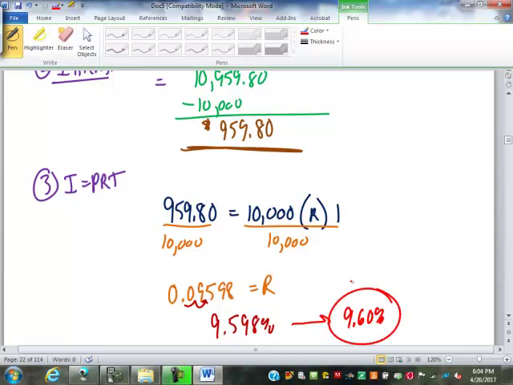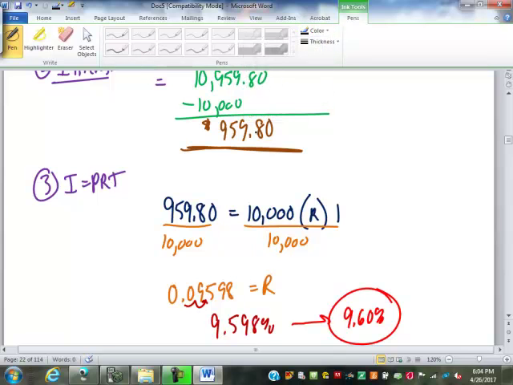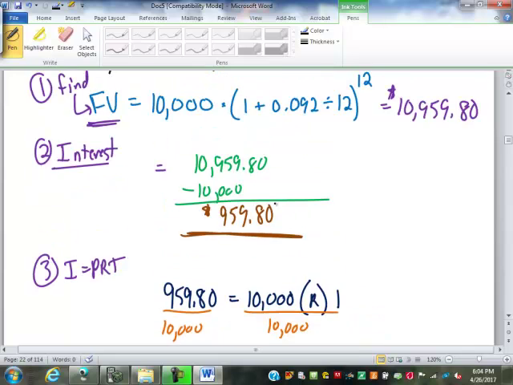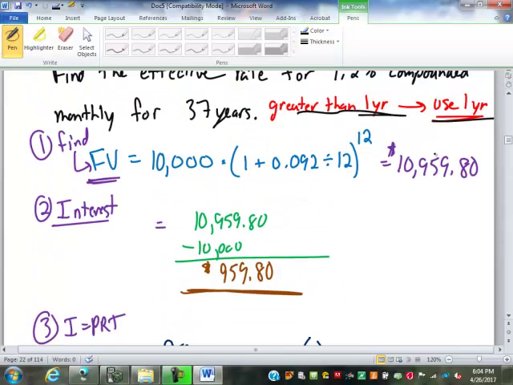Any questions? Hey, Todd, yes. Did you use 1 because it's a year? Yep, because we're going for 1 year. Because it was more than a year, we used 1 year. Okay.